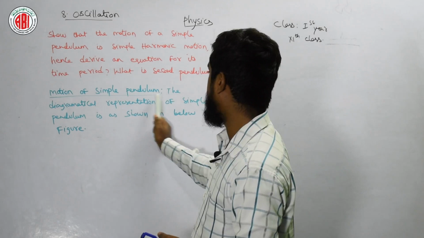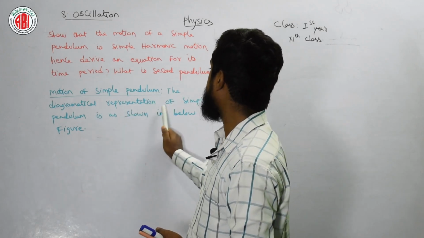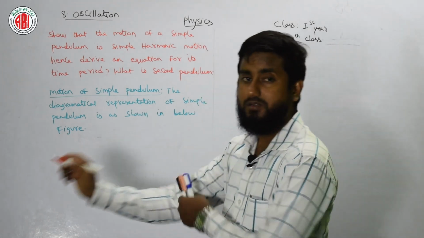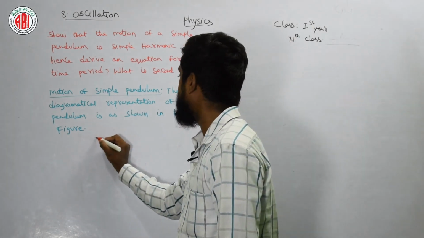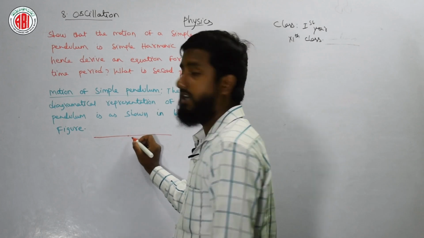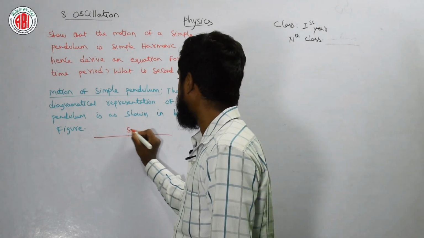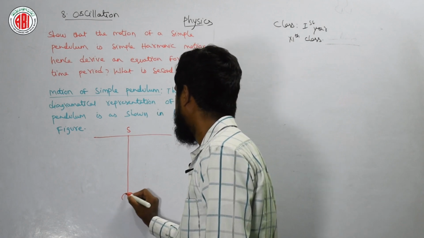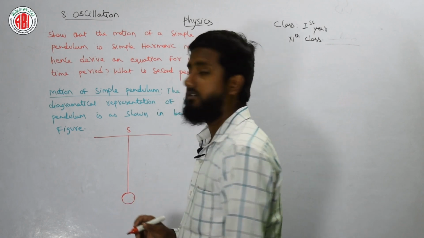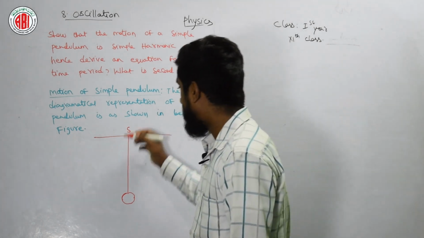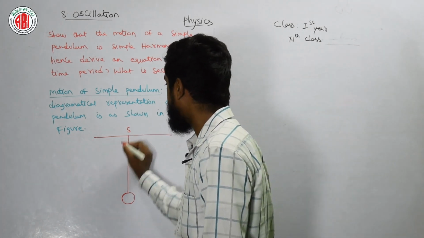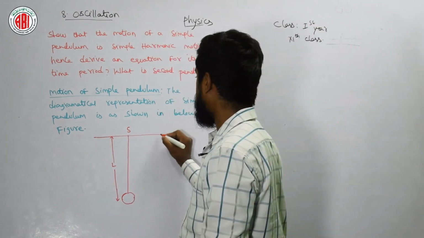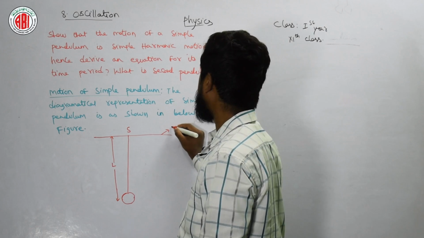Motion of simple pendulum. The diagrammatical representation of a simple pendulum is as shown below. Now I am drawing one. This is a rigid support, and here I am giving the name S because we are suspending a simple pendulum. Now we need to consider a few things, like the length of the simple pendulum. The length is from here to here, L.